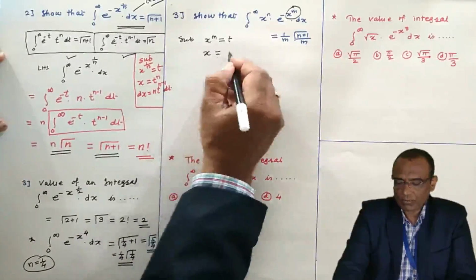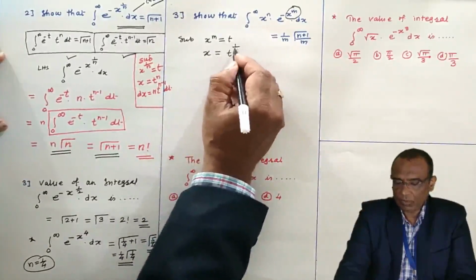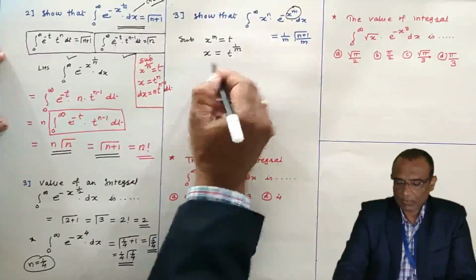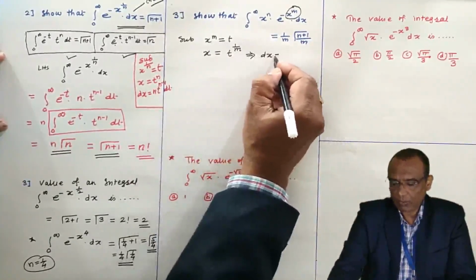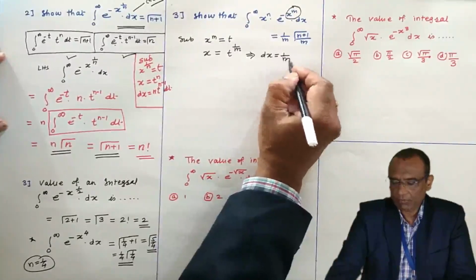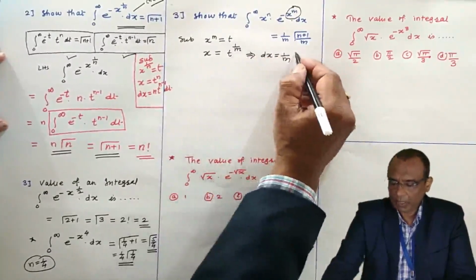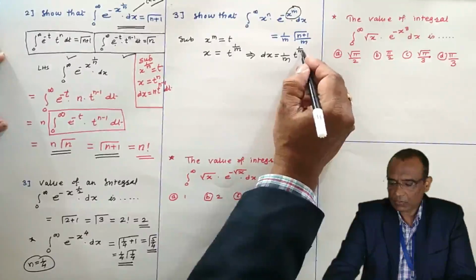Then from the substitution, find the value of x. Once you get the value of x, differentiate both sides so as to get the value of dx. Derivative of t power 1 by m can be written as t power 1 by m minus 1.